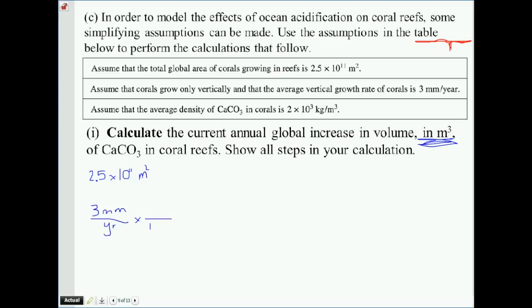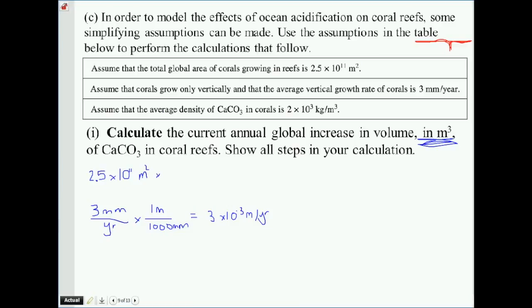So I have 1,000 millimeters in 1 meter. So then we'll have 3 times 10 to the negative 3 meters a year. Okay, and now I can take this and put it up here, right?